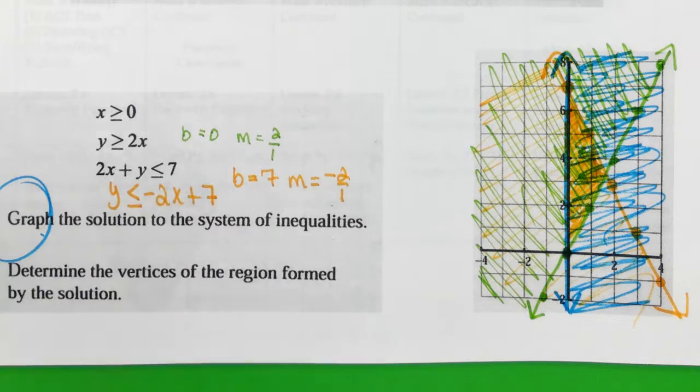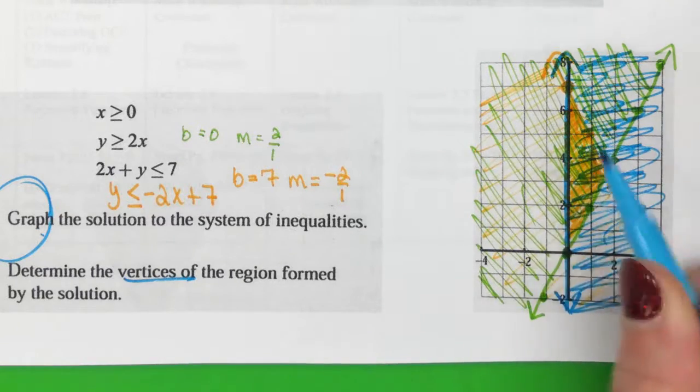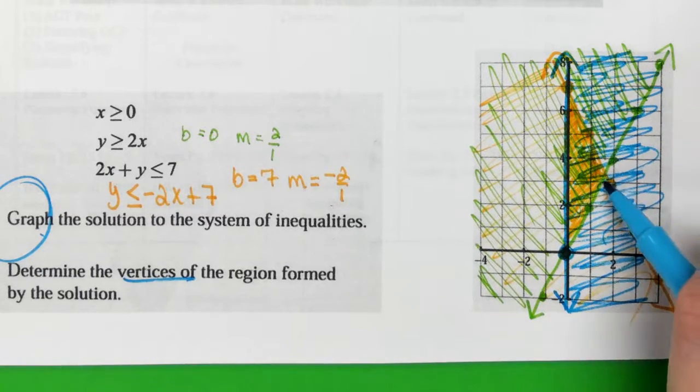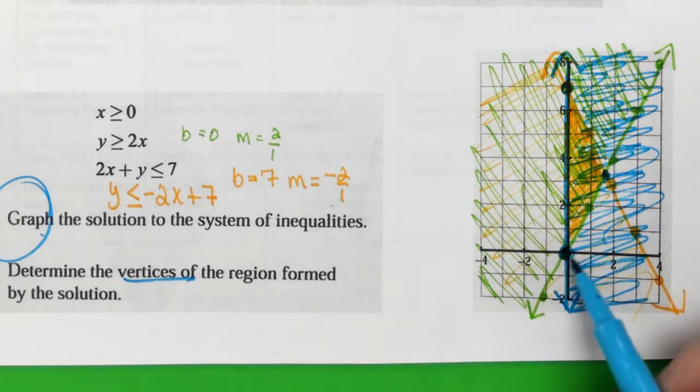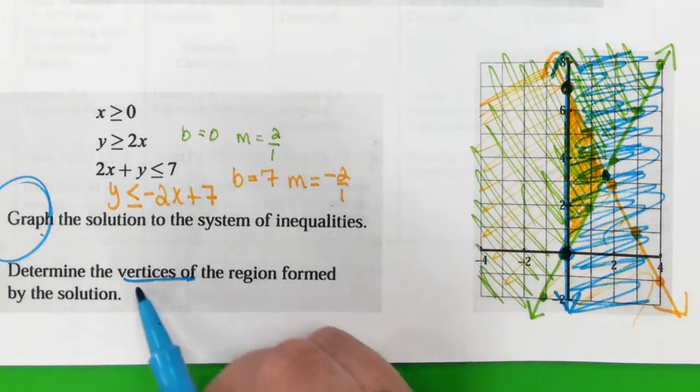Part B says determine the vertices. Guys, what's the word vertices mean? The points where they all connect, right? Right. So this guy, that one's in the middle, and that guy, right? So what's this point right here? 0, 0. There you go.